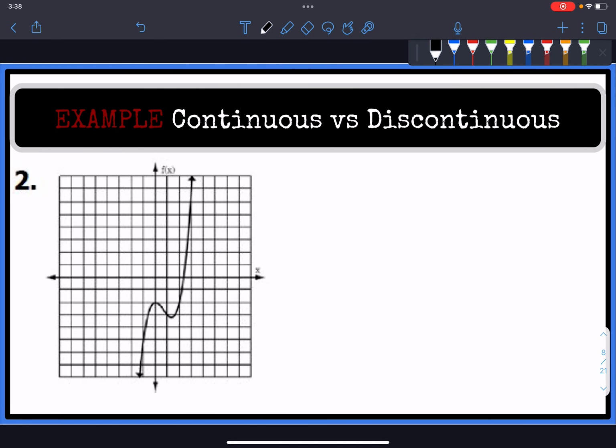The second graph is a continuous function. Notice that there are no gaps or holes of any kind throughout the graph. So this is a continuous function. It has no discontinuity, thus it cannot be classified as a discontinuous function graph.